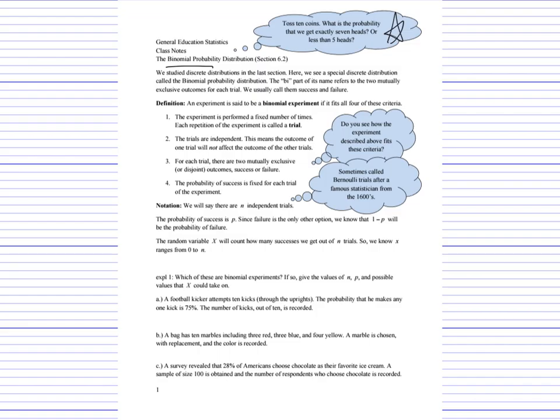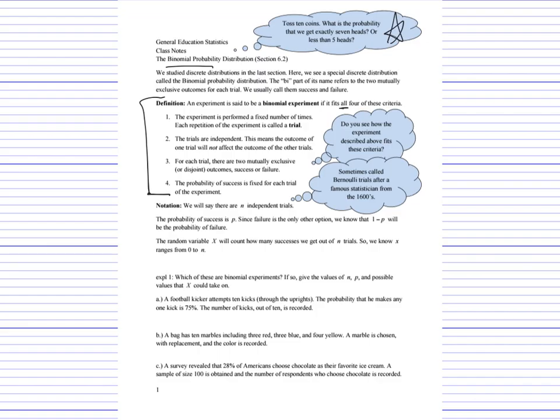And so the very first thing we do is we define an experiment to be a binomial experiment if it fits all 4 of these criteria. Go ahead and read them over. You can pause me here, and then we'll talk.